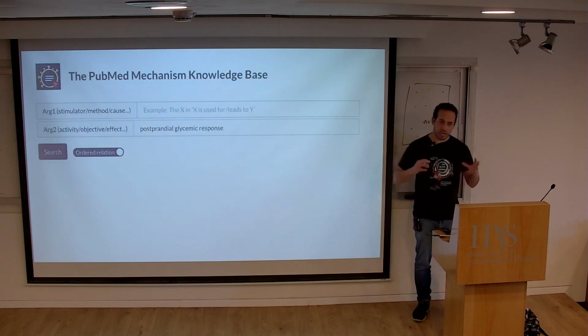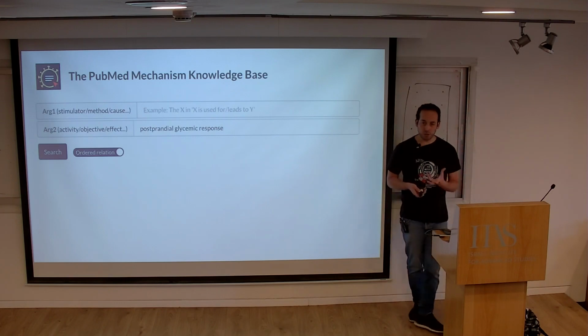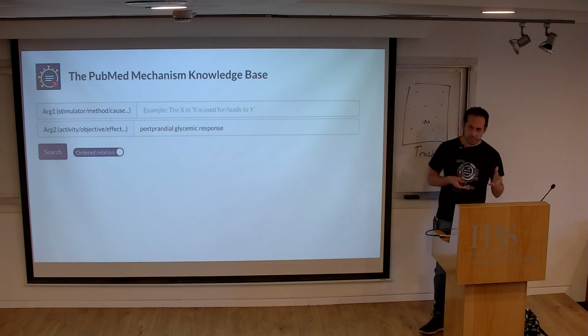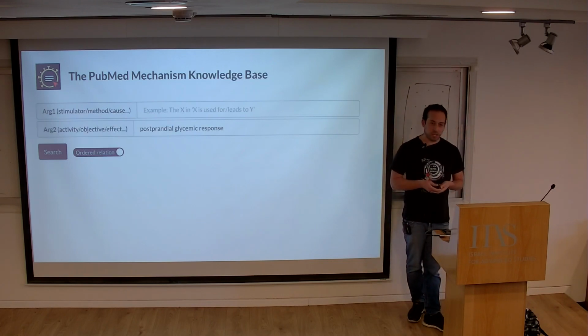Okay, so we again build NLP models that are able to extract this type of knowledge from papers. And then we build a search engine. In this search engine, you can search for these kind of causal mechanisms. So I demonstrated this recently to Eran Segal, a biomedical researcher at Weizmann. One of the things that he is interested in is glycemic responses and predicting them. So let's do that. Let's put that into our search engine.